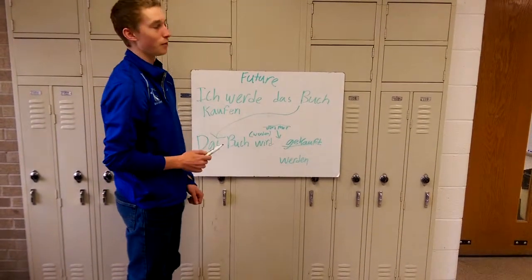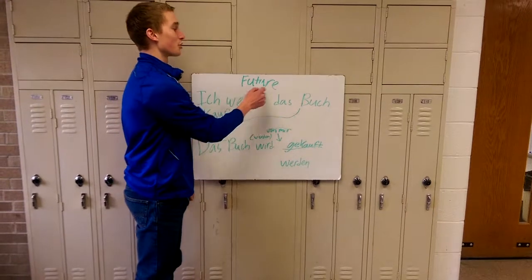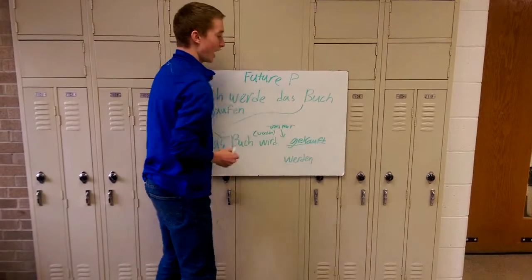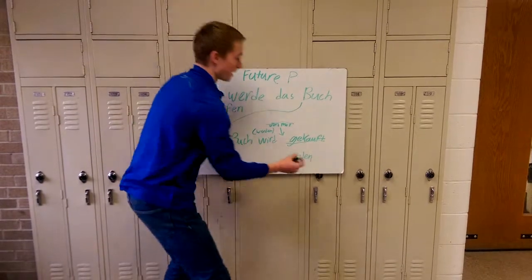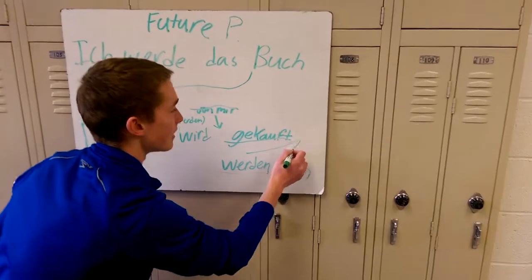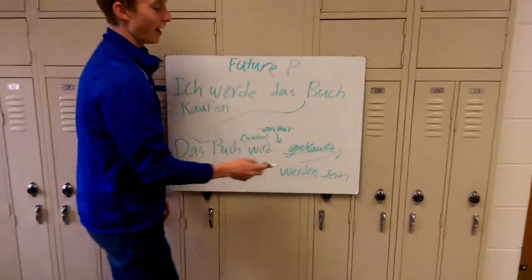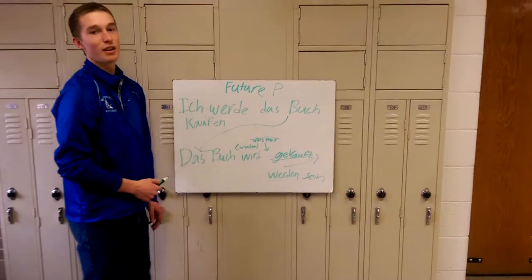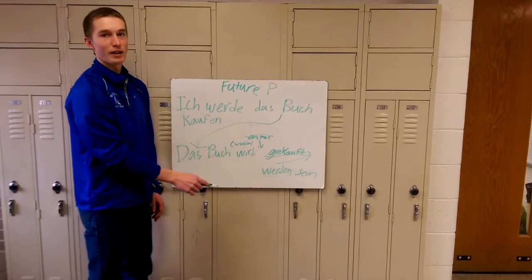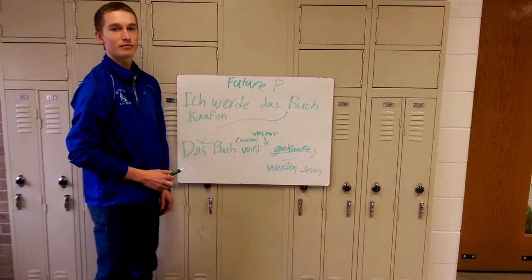But another thing you can do with future is make it future perfect. And the only difference here is that you add sein at the end of that sentence. And so adding sein makes it future perfect, which still says the same thing as the book will be bought.